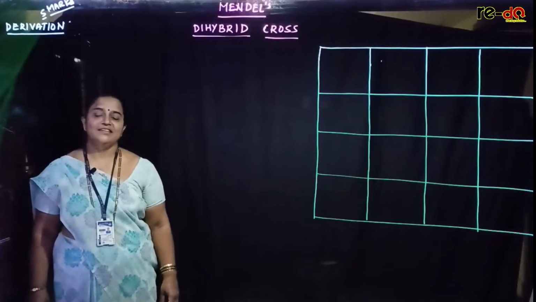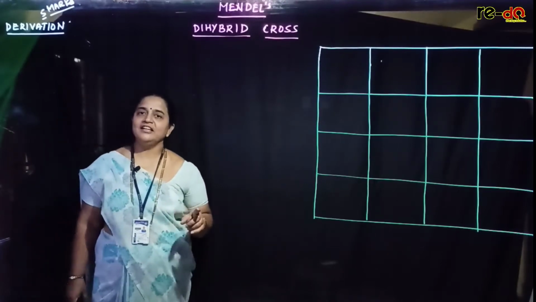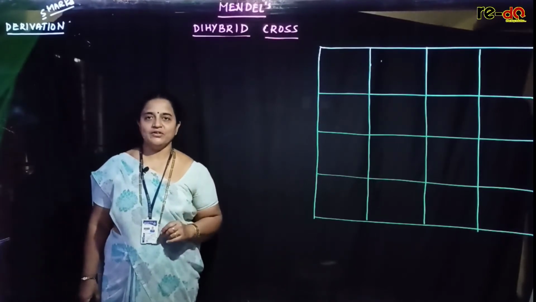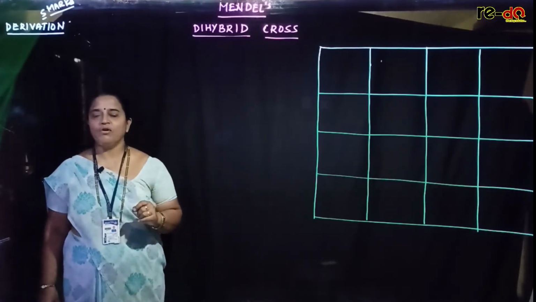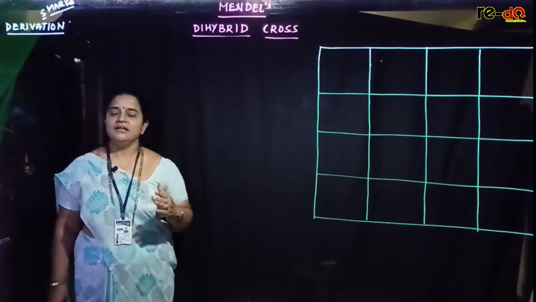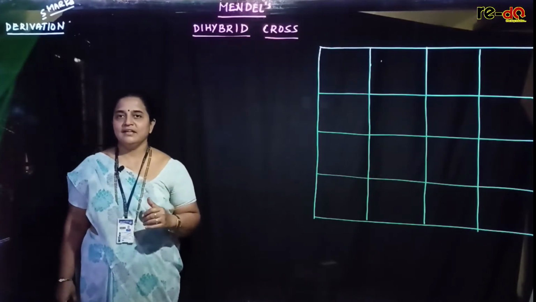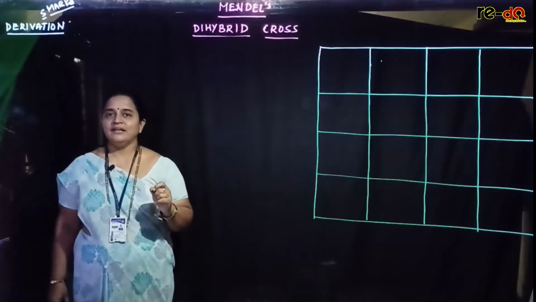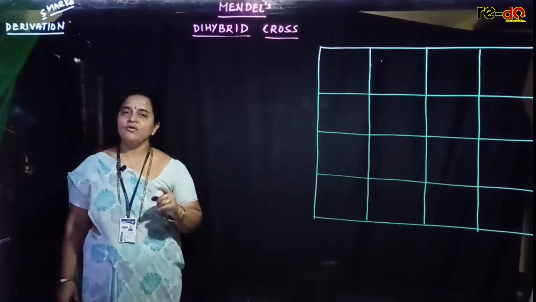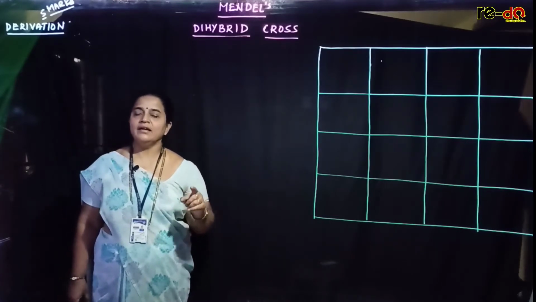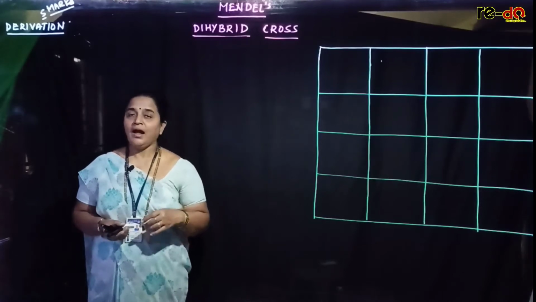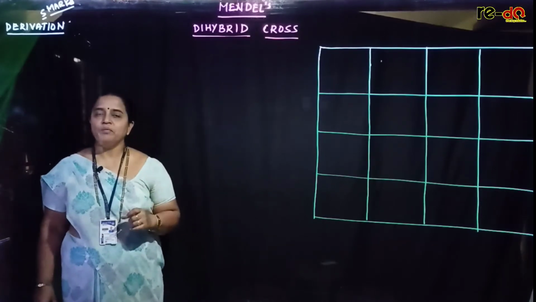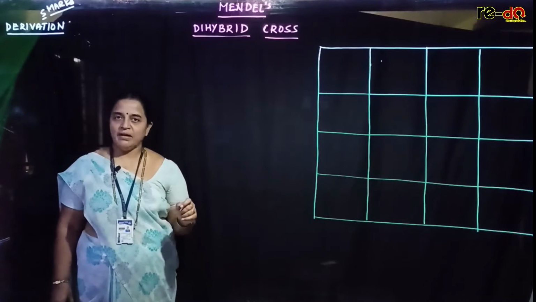Hello everyone. In today's session, I'll continue with the derivation of dihybrid cross. As per the syllabus, always we have to take the example of shape of the seed and color of the cotyledons. Mendel selected a homozygous round yellow seeded plant and a wrinkled green seeded plant for his hybridization experiment, and in F1, he obtained only round yellow seeded plants.